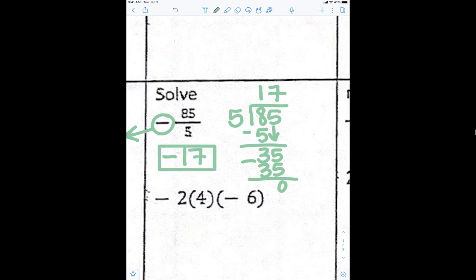You could have also, if you wanted to, just reduced top and bottom by 5. That's the greatest common factor, and gone that way as well. You would have gotten the same answer and had to divide it out as well. But that works too.